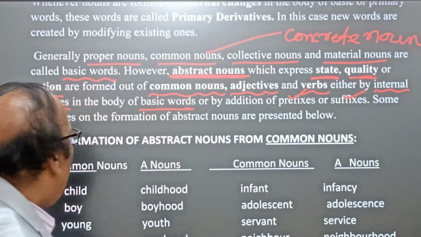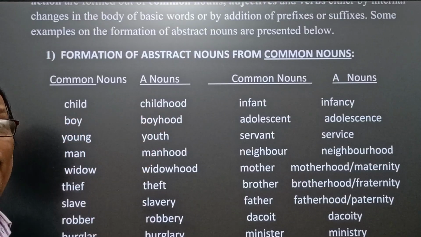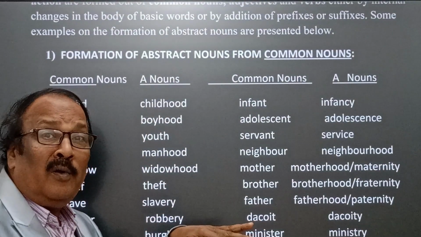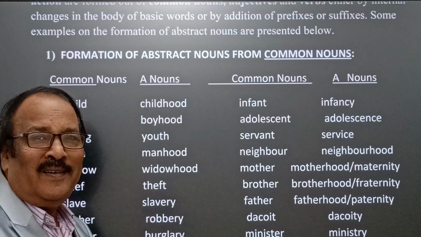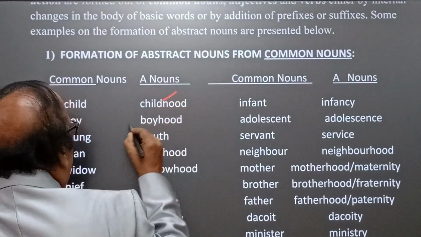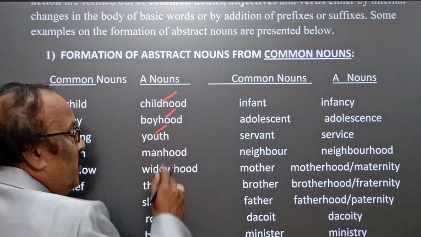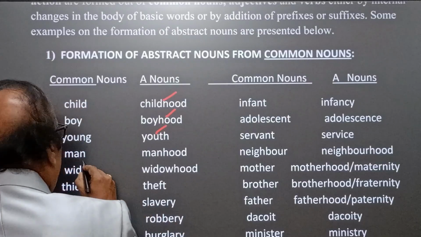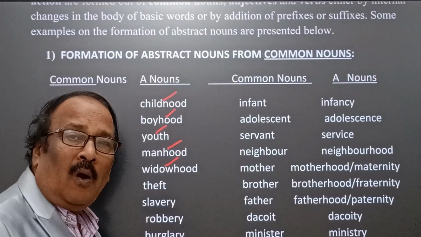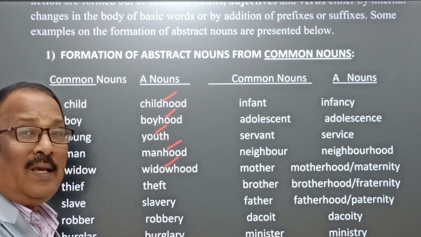Remember, child is a common noun, and the abstract noun is childhood, because it indicates a state of human life. Then boyhood, the young stage; youth; manhood; and widowhood, the state after the death or departure of one's husband.